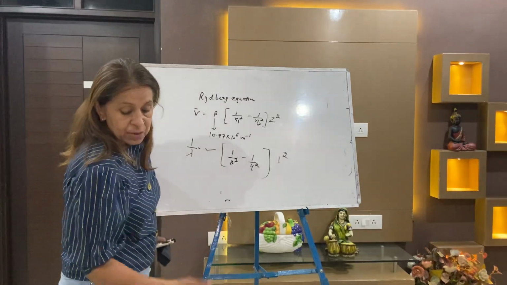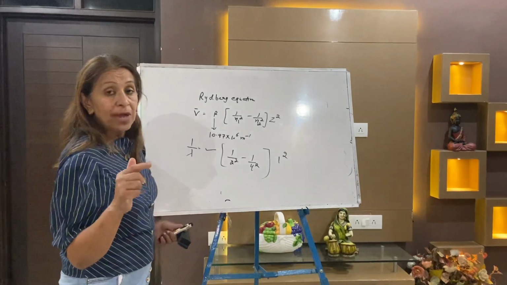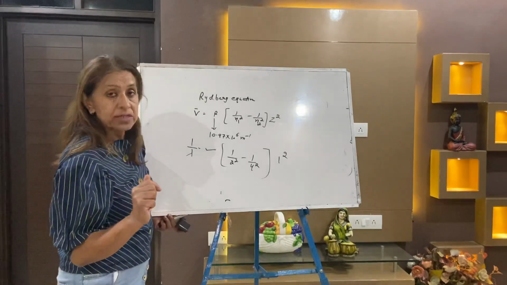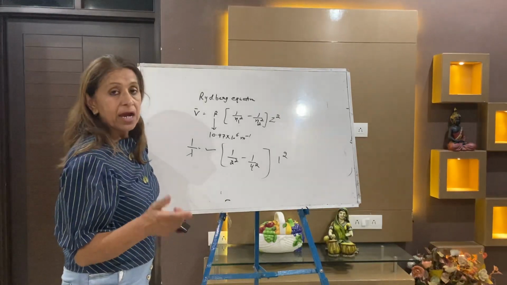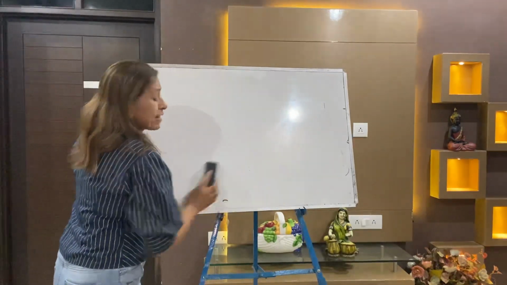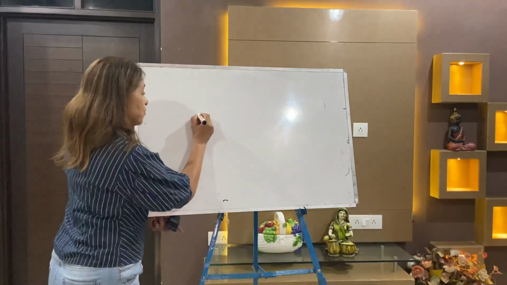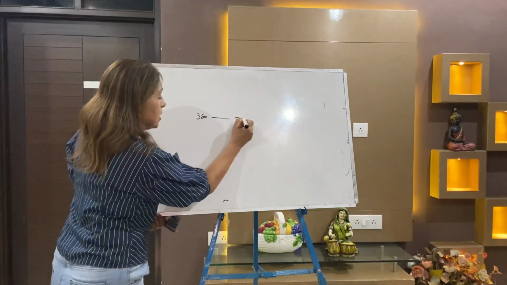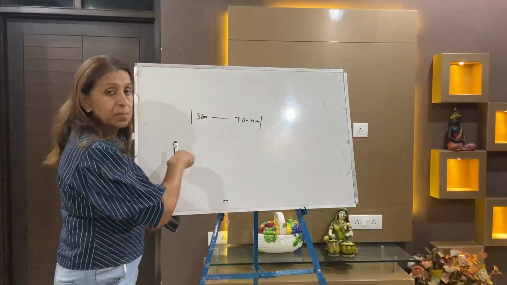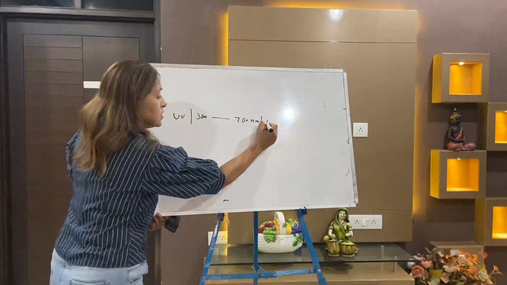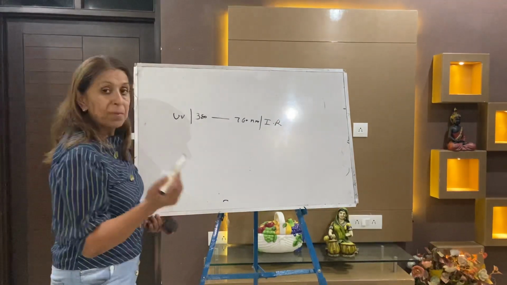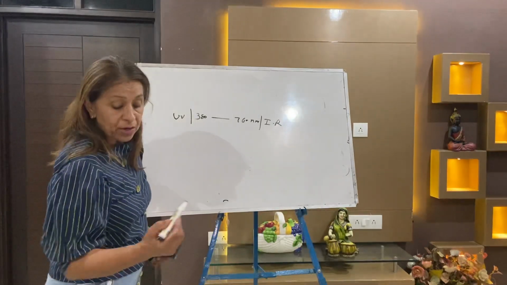So you apply 1 by lambda is equal to R into (1 by n1 square minus 1 by n2 square) into Z square. Whatever your answer comes, that is your lambda. Lambda will come in centimeter because your R value is given in centimeter. Convert it into meter and after that find where this wavelength lies. As I told you in the spectrum series, 380 to 760 nanometer is the range of the visible region. Below this there is UV and above this there is IR. So calculate lambda and find in which region your wavelength falls. Then you can write the color.